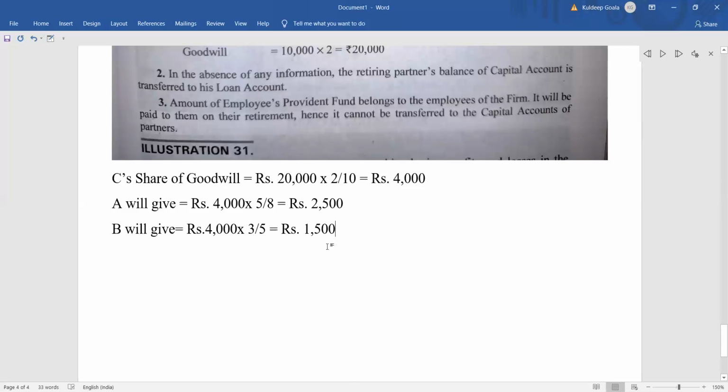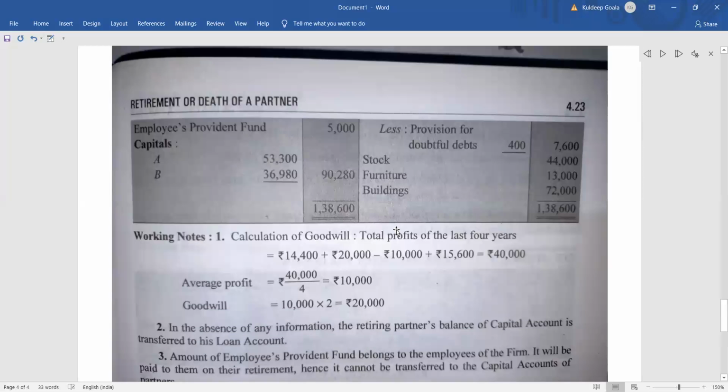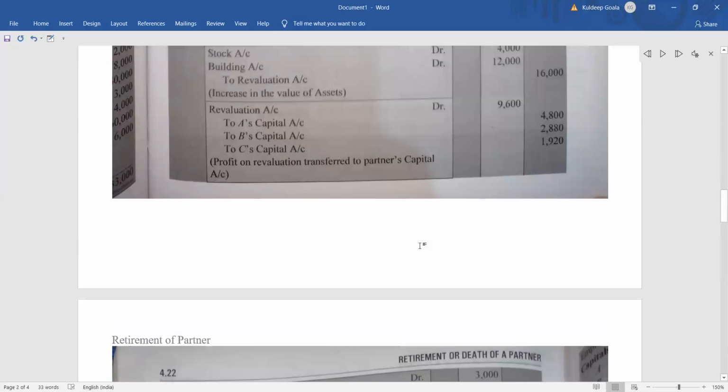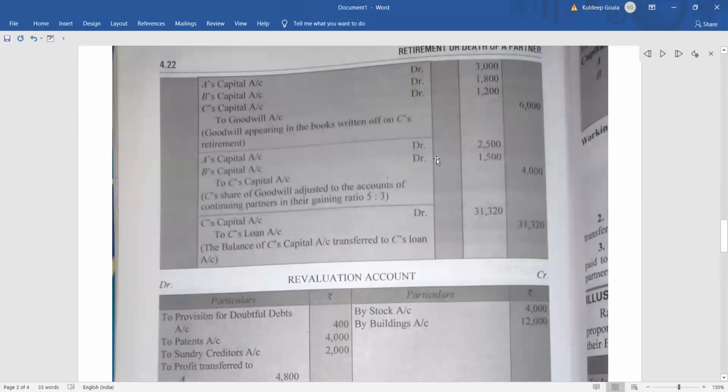So what is the entry? We all know that the entry will be A's capital account debit 2,500, B's capital account debit 1,500 to C's capital account 4,000, isn't it? A's capital account debit 2,500, B's capital account debit 1,500 to C's capital account 4,000. Clear? So it is coming like this. You can see that here. A's capital account debit 2,500, B's capital account debit 1,500 to C's capital account 4,000, right? So this is nothing but the share of the retiring partner that will be given. Clear?